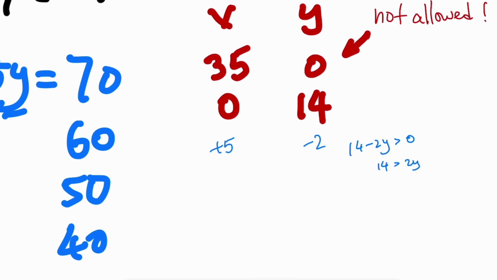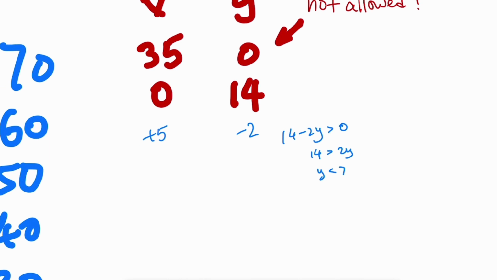so 2Y is less than 14, so Y is less than 7. Let me use another variable, because that is not Y itself. Let it be minus 2k, then k is less than 7. k is the number of 2's we subtract from Y. Then we would have 1, 2, 3, 4, 5, 6. For each k this generates exactly one solution of X and Y. So we would have 0 and 14 doesn't work, 5 and 12 does, 10 and 10 does, etc.